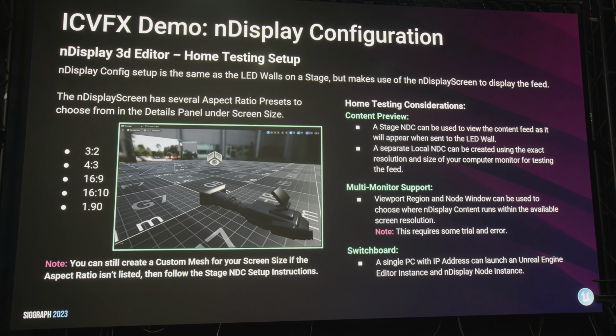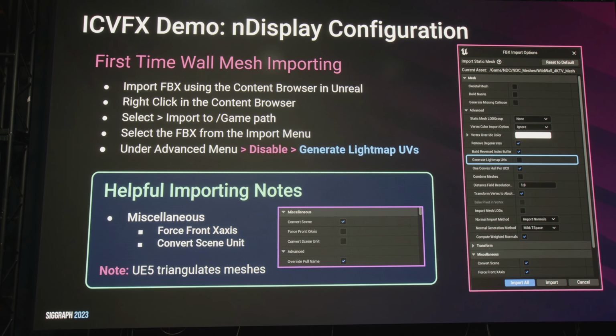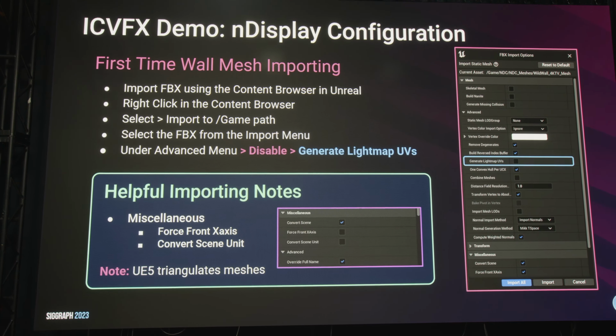There is one thing I want to talk about really quickly. When you're importing your mesh, right up in here, here are some helpful notes for your nDisplay configuration for importing. As you import, make sure that you're aware that you're going to force front axis. You convert your scene units, and be aware that Unreal Engine does convert all that nice quad topology into triangles. So if you have curved geometry, just be aware that you're going to get a little bit of quad decimation.